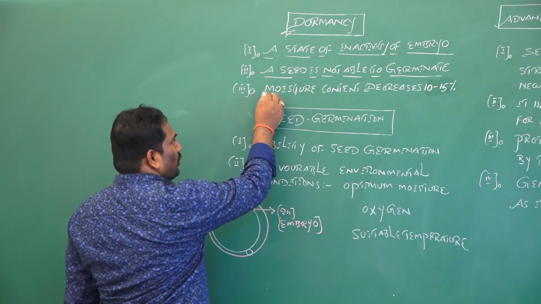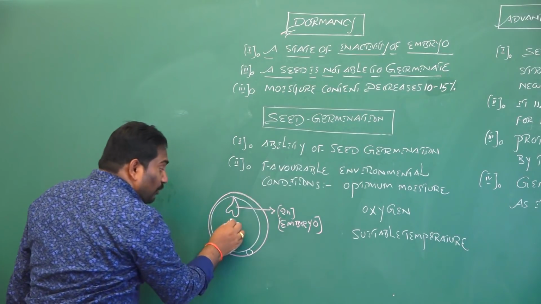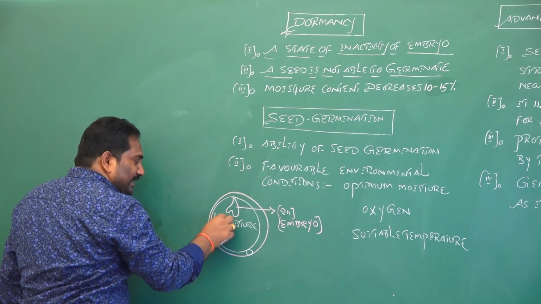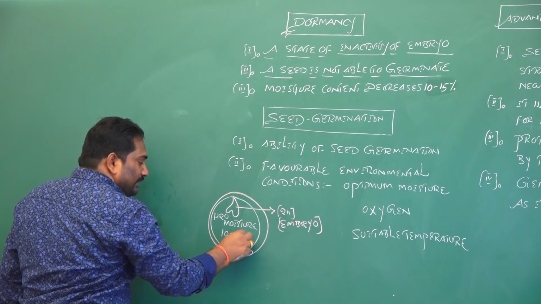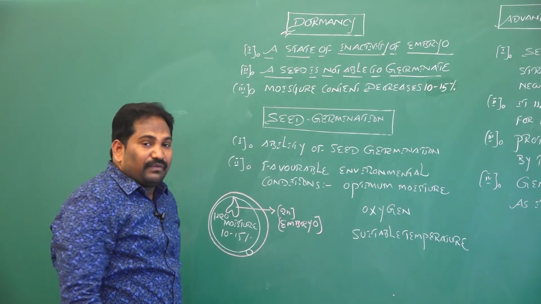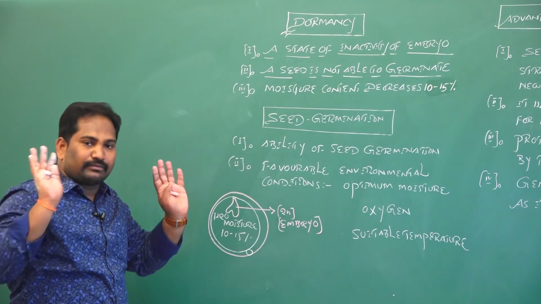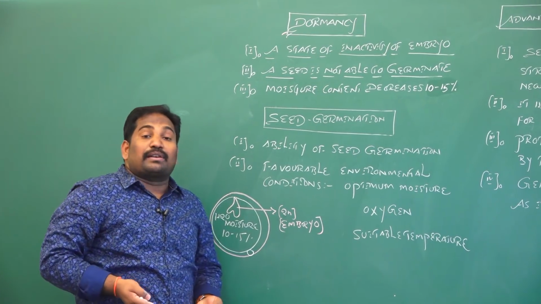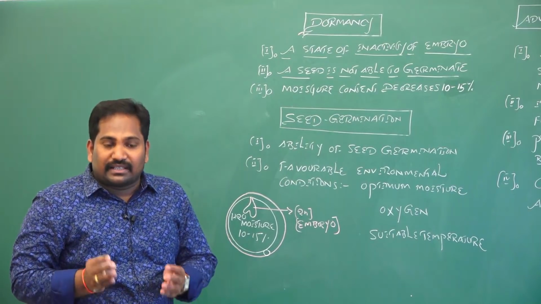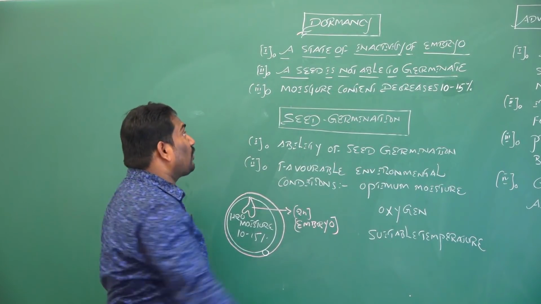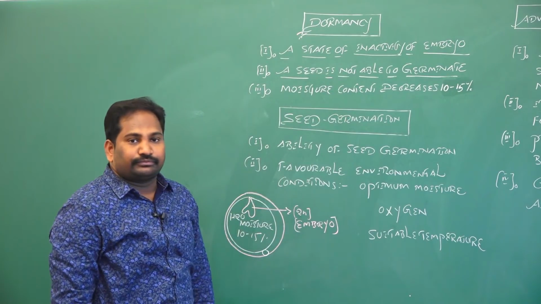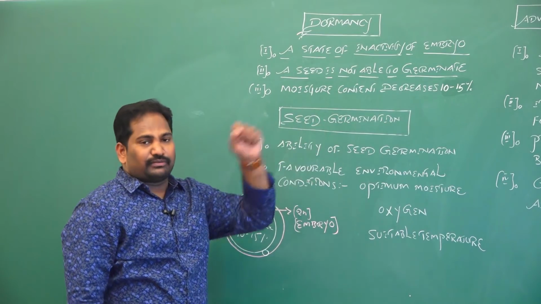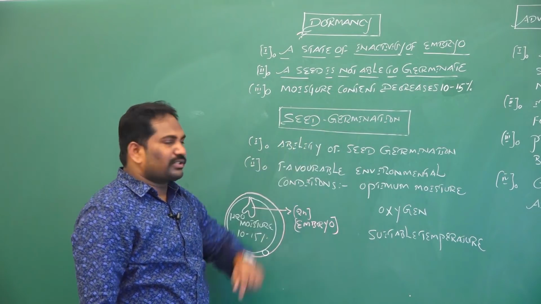When the seed goes into dormancy, the moisture content, that means water content, reaches 10 to 15%. When the water content decreases to 10 to 15%, there are no rapid metabolic activities, and the seed goes into a resting stage, that is called dormancy. Clear? Then the second concept is seed germination. What is seed germination?